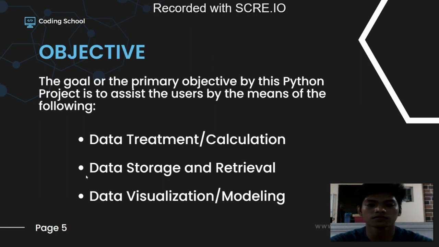Firstly, the various types of data calculation in the program. Secondly, keeping track of the valuable gathered and calculated data. And lastly, the visualization of those data. This specific Python project should allow for a convenient, hassle-free experience for the users, hence aiding them in their field of work.